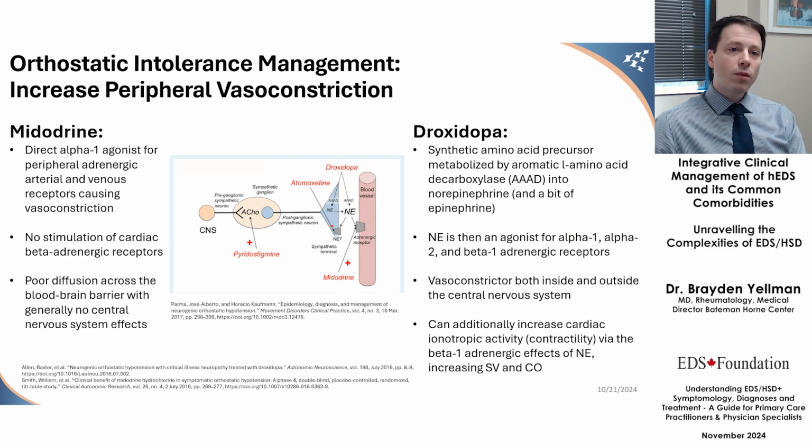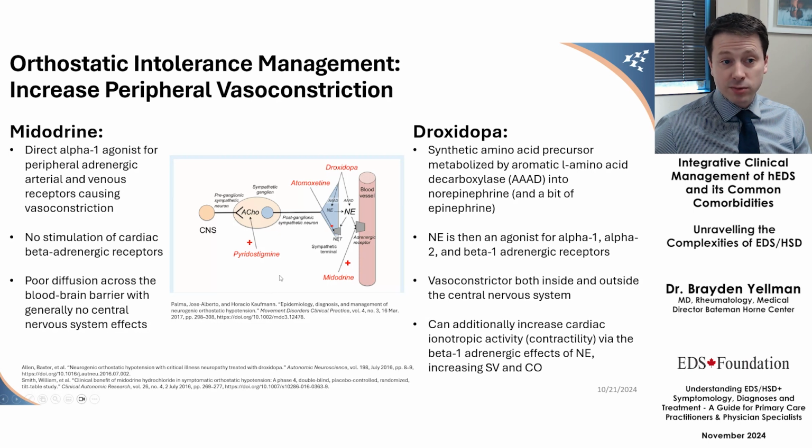We can also increase peripheral vasoconstriction. So we have midodrine, which is a direct alpha-1 agonist for peripheral adrenergic arterial and venous receptors that causes vasoconstriction. You can see midodrine works right here at those alpha adrenergic receptors. It does not stimulate cardiac beta adrenergic receptors, and it does have poor diffusion across the blood-brain barrier.